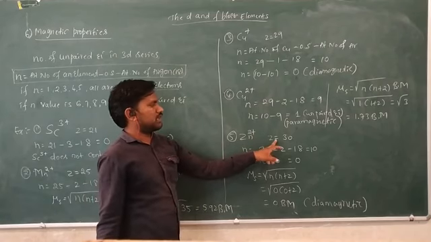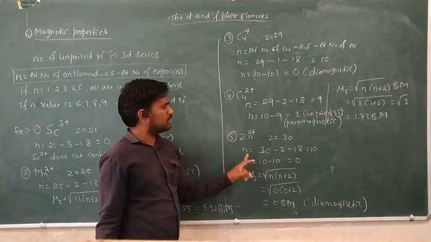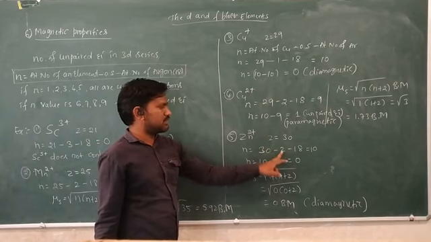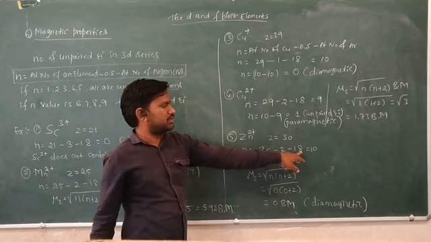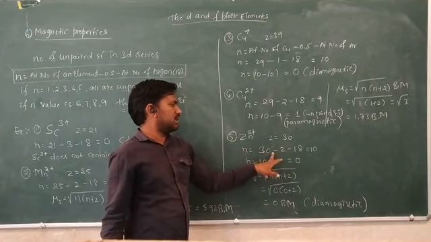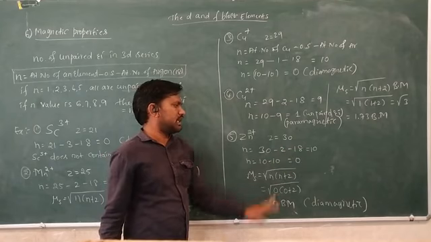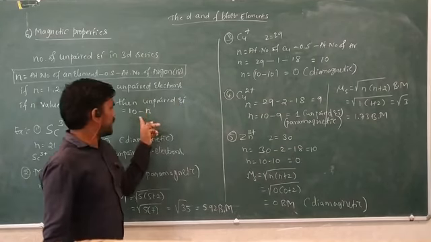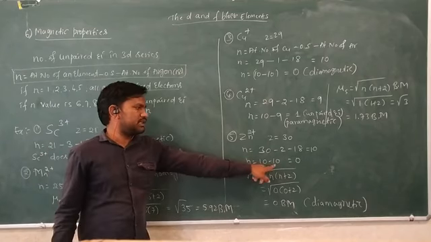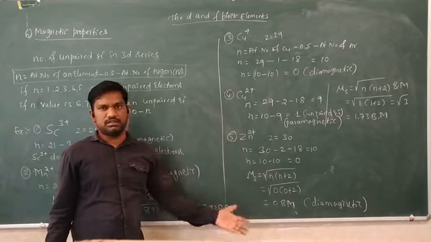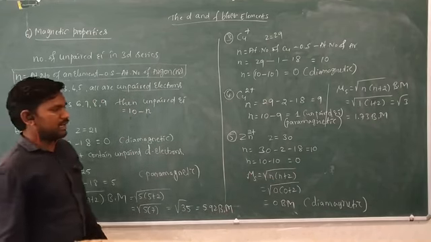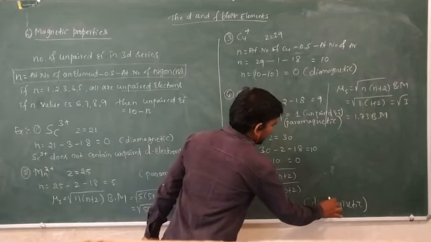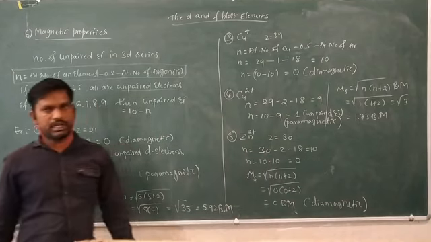Zn2+, zinc. Atomic number of zinc is 30. 30 minus 2 oxidation state minus nearest noble gas electronic configuration argon 18 gives 10. So 10 minus n value, also 10, is 0. It has 0 Bohr magneton. So it is diamagnetic in nature due to the absence of unpaired electrons.